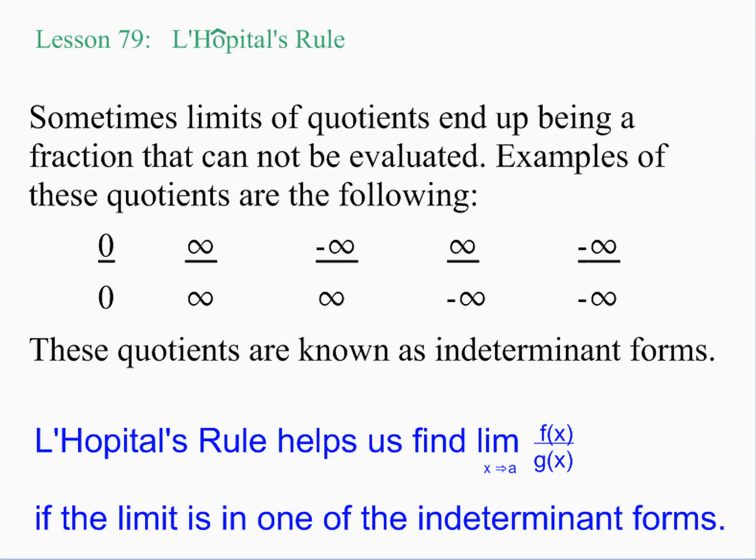So we're looking at lesson 79, L'Hopital's rule. This is a rule that's going to help us find some limits of things we wouldn't be able to find without it. So sometimes we have limits that are quotients and end up being a fraction that can't be evaluated. And you see these different things here.